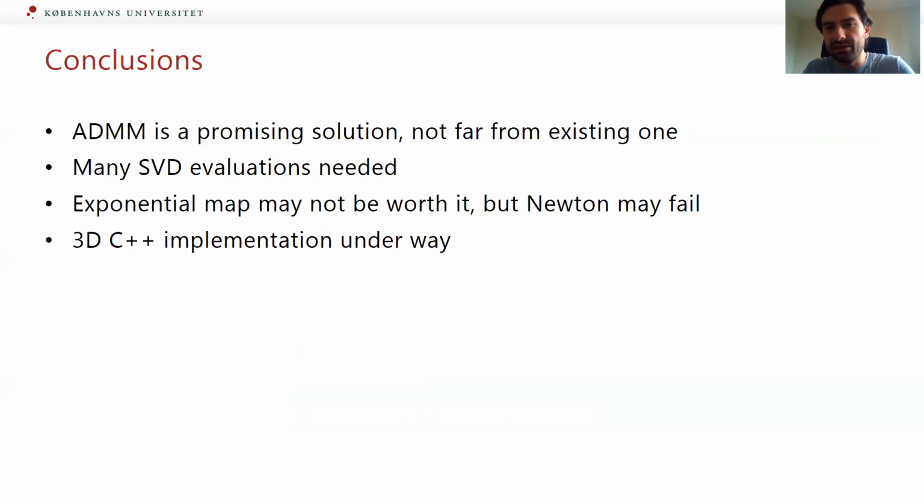We conclude that the ADMM solution has a lot of potential and bears close similarity to the existing one of Narain et al. On the other hand, it requires a lot of SVD evaluations. The exponential map is a nice trick to get rid of the complementarity and projection, but it may not be worth it in the end, as it does not bring visible improvements to either gradient descent or the Newton solver. Actually, the Newton solver may work without it, but we cannot guarantee it.